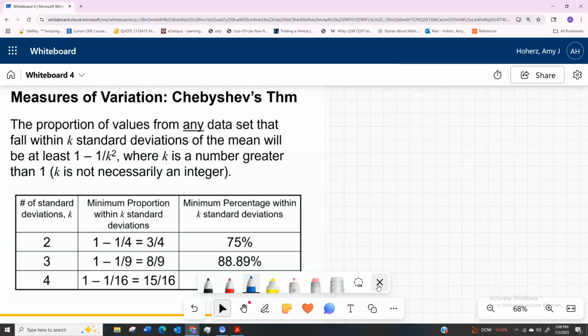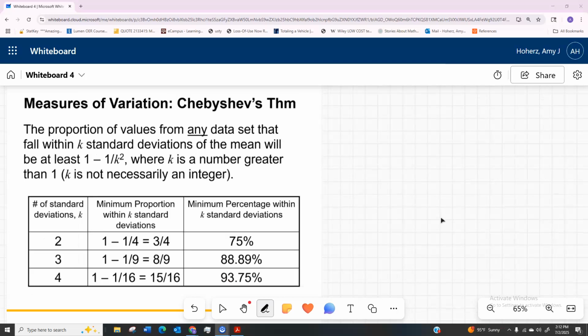So we're going to talk about what's known as Chebyshev's theorem. Chebyshev is a mathematician or a statistician, and he discovered or proved that you could determine a certain percentage of values that fell within a certain number of standard deviations. So I know that doesn't make a lot of sense. Let me give you an example.